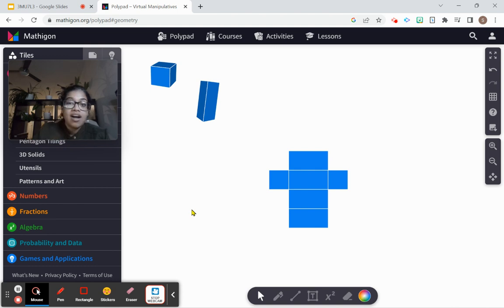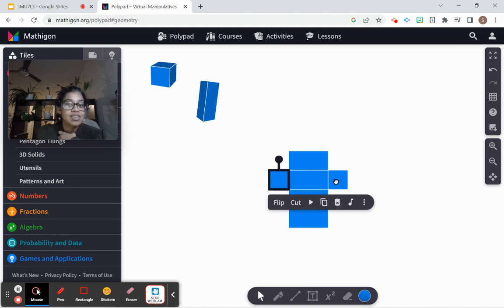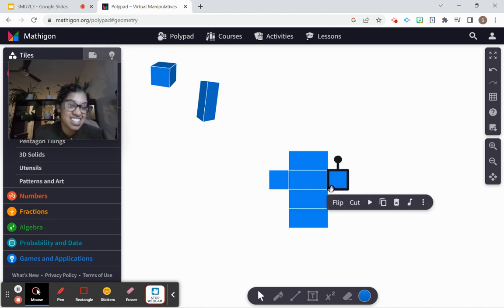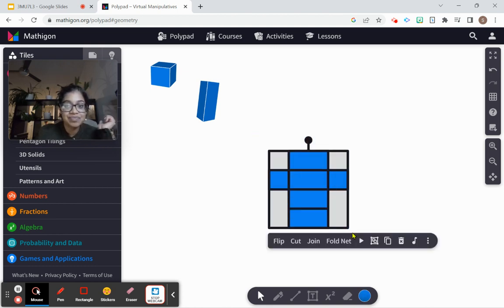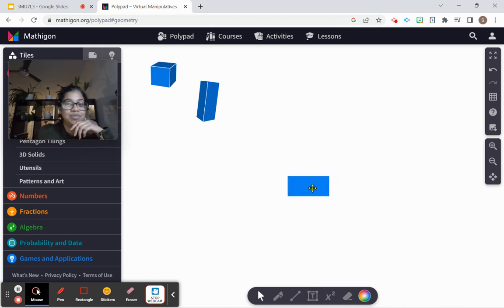And so we have 4 rectangles and then 2 squares, right? This is a rectangular prism because our 2 bases are going to be rectangles. In this case, it's a square, and then the rest of them are rectangles. So if we fold these back up, we have ourselves a rectangular prism.